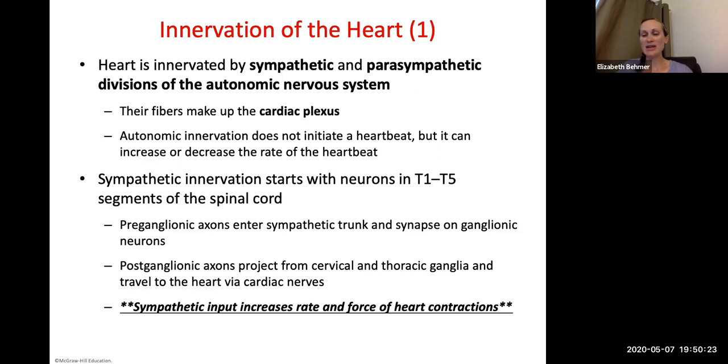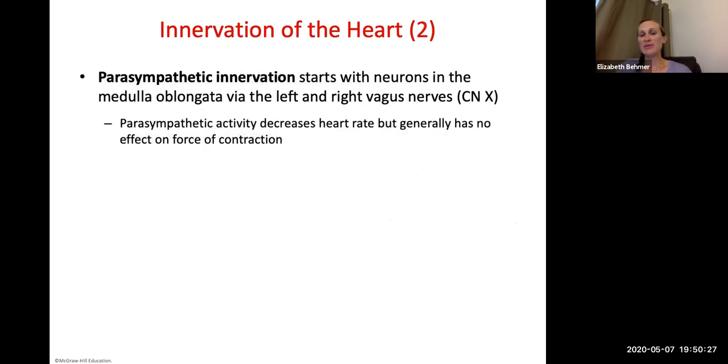So your sympathetic activity will increase heart rate, and the parasympathetic activity can also have an effect on the heart rate, but it's opposite. It will decrease the heart rate. It generally has no effect on the force of contraction, but it'll decrease the heart rate, so the beats per minute. So it won't be contracting as much. So that's parasympathetic innervation.